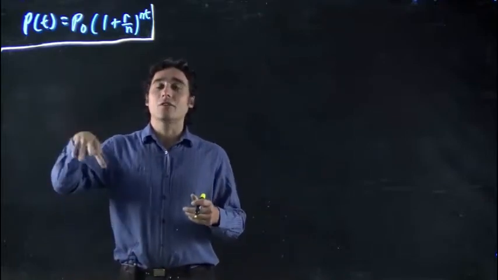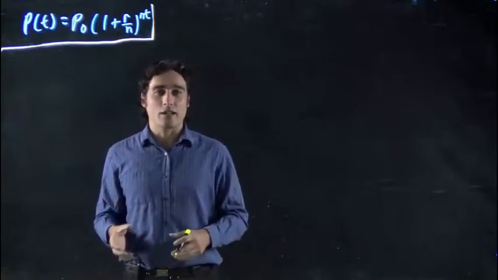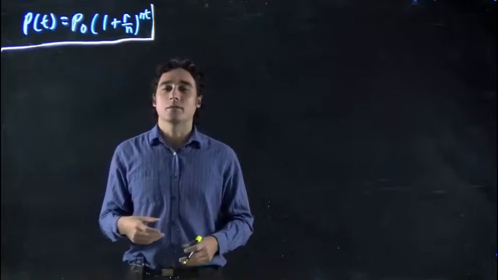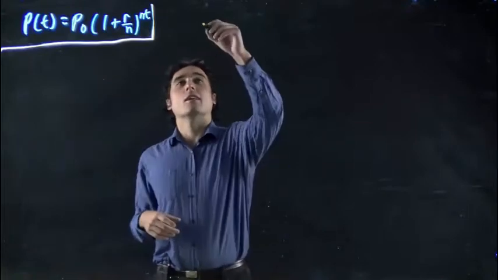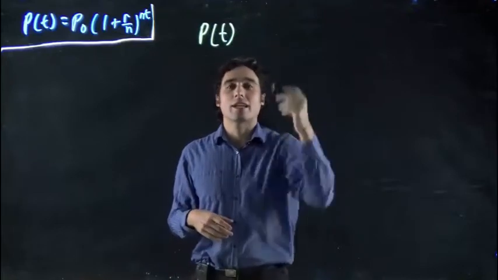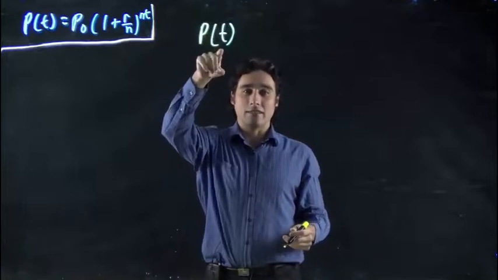Because this lets you figure out the amount of money you end up with based on the interest rates and things like that from the bank. So let's take a look. What do we got? On the one side, we have P of T, which is just the amount of money you have at time T.